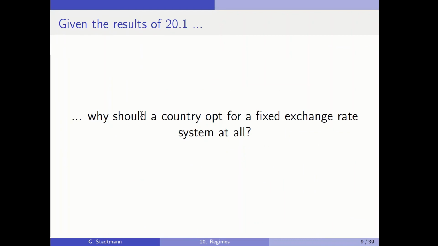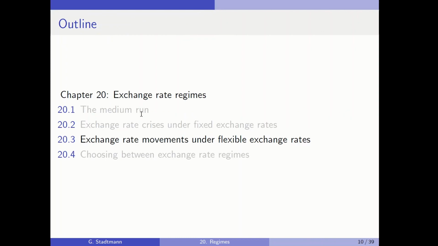Given the intermediate results, one big question remains. Why should a country opt for a fixed exchange rate system in the first place? What are the benefits of a fixed exchange rate system, or what are the disadvantages of a floating exchange rate system? We get one answer to this question in the end of chapter 20.3.